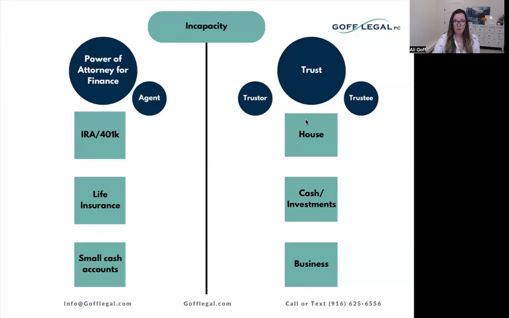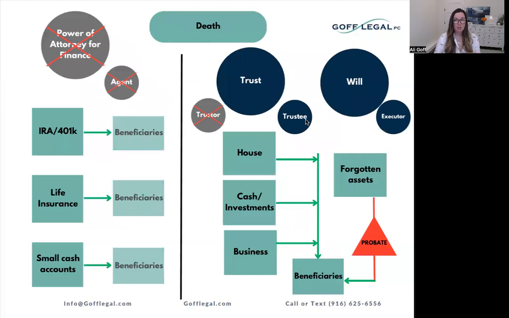Then, if we go to the next option, which is after death, you'll see we have some changes on this screen. The first thing you'll notice is that the power of attorney for finance is no longer relevant. It is invalid. It disappears as if it never existed because it's no longer effective after you have passed away. What happens is any of these accounts that had beneficiary designations will go to those beneficiaries. So if you listed your spouse or children as a beneficiary of your IRA, they will collect that account directly. Same thing if there's life insurance or any accounts that have beneficiaries.